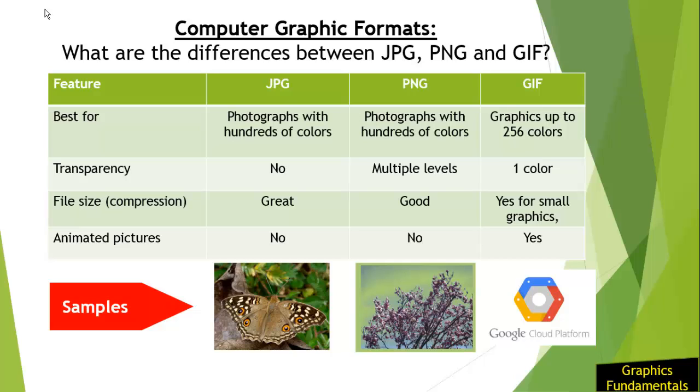Now we start out with the JPEG. What is it best for? It's best for pictures because they have hundreds of colors. Does it offer transparency? No, it does not. It's great for file size because it has a great compression algorithm. Animated pictures? No, it does not offer animated pictures.